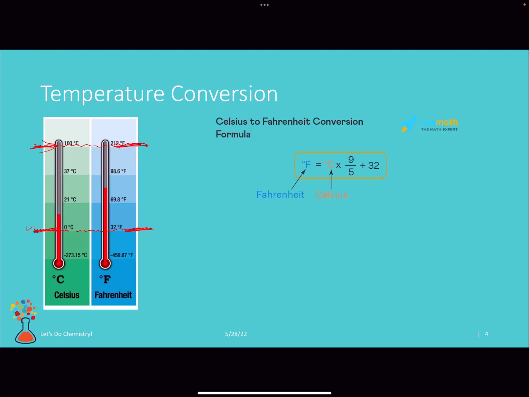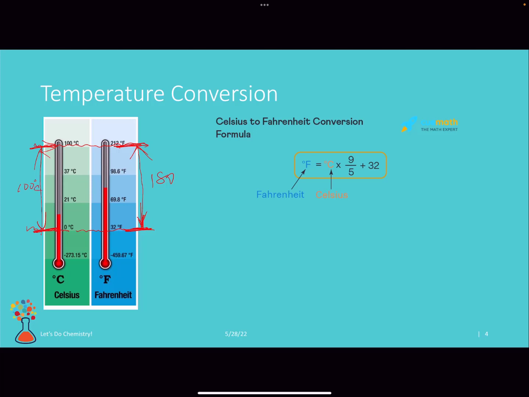Once we have these two alignments, the next thing I want all of us to do is to figure out the distance between the frozen temperature and the boiling temperature. If you do the math, you get 180 degrees F, and if you do the same thing in Celsius, you have 100 degrees.